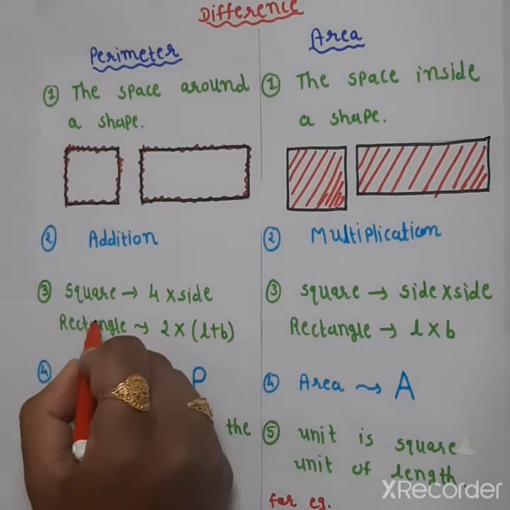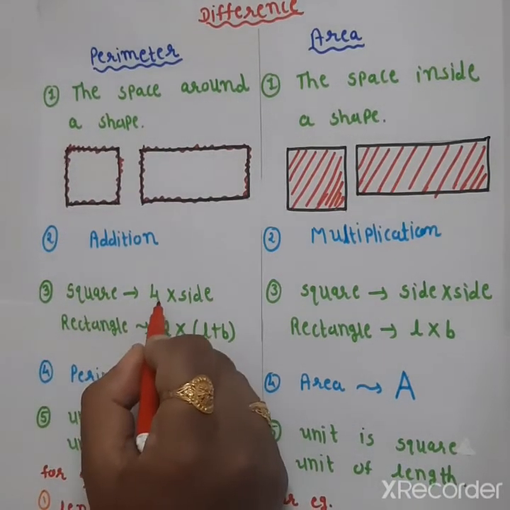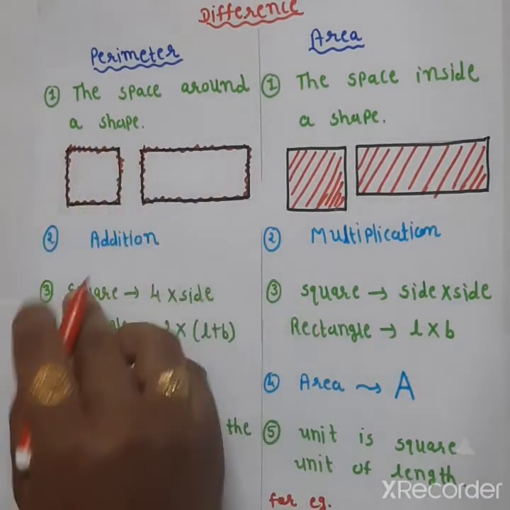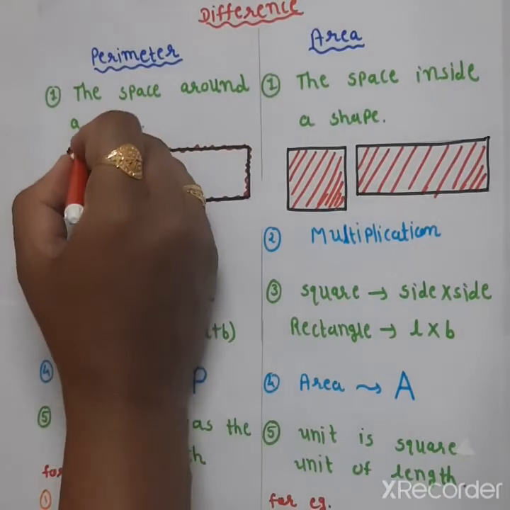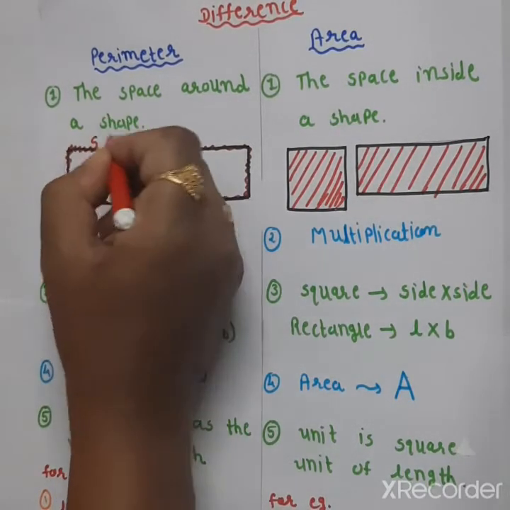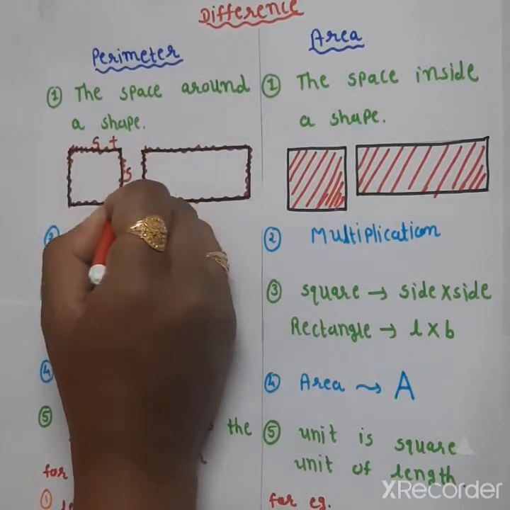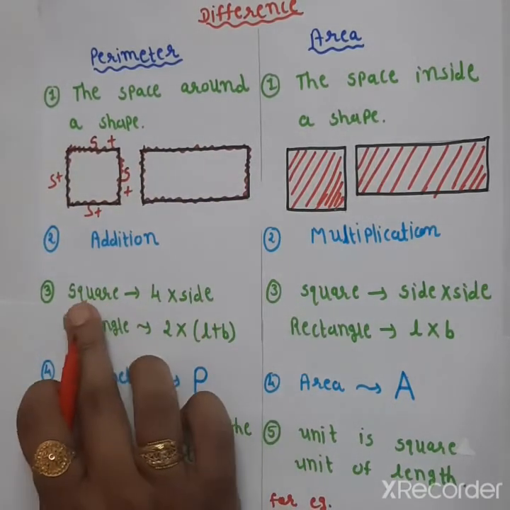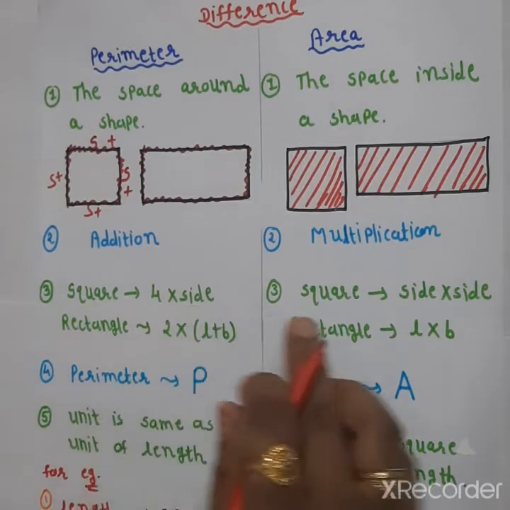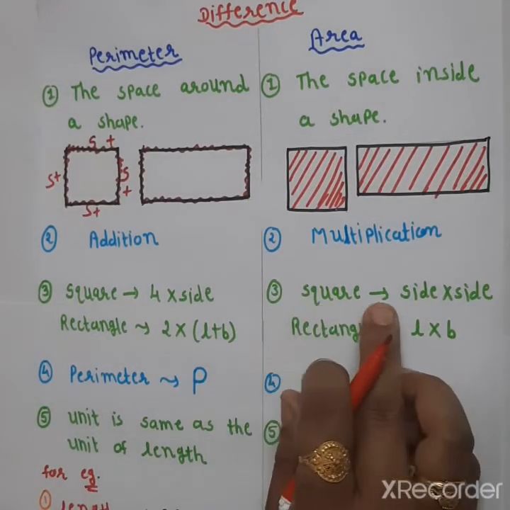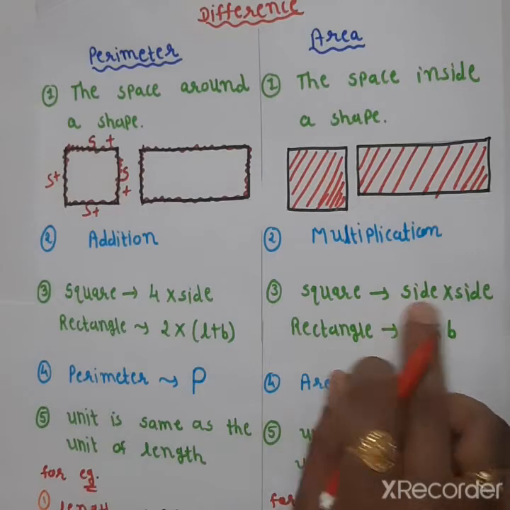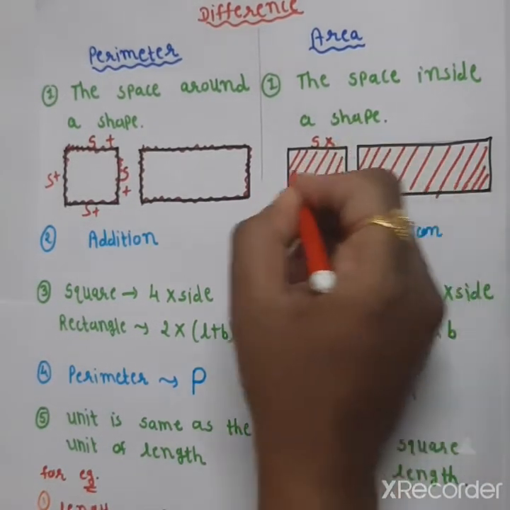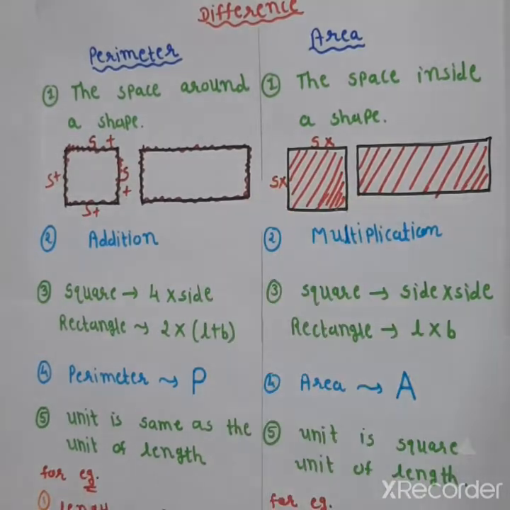To find the perimeter of the square, the formula is 4 into side. How did this formula come? The perimeter of a square means we will take the addition of these sides: side plus side plus side plus side, which is 4 times side. So the perimeter of a square will be 4 into side. To find out the area of a square, we are using multiplication. That means we will take the multiplication of side into side.